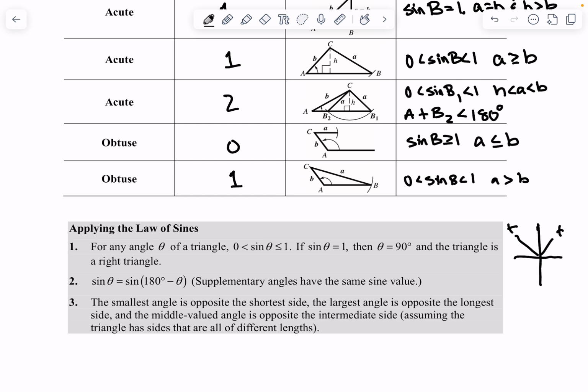The smallest angle is opposite the shortest side, the largest angle is opposite the longest side, the middle valued angle is opposite the intermediate side, assuming that the triangle has sides of different lengths. So when you're done, make sure that your triangle makes sense.